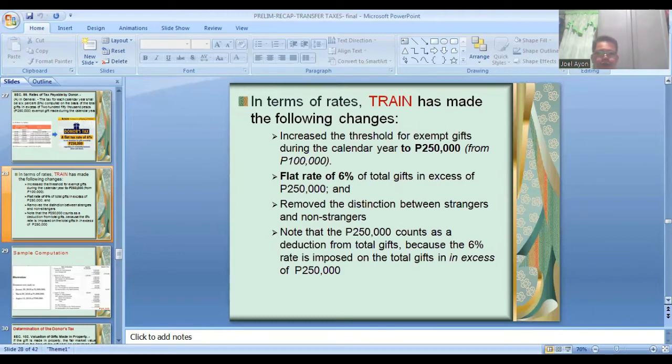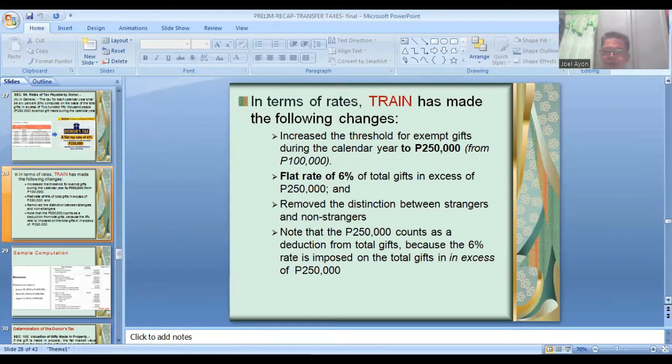And please take note also that the 250,000 counts as a deduction from the total gifts, because the 6% rate is imposed on the total gifts in excess of 250,000. So the first 250,000 from the donation is exempted from the tax, or 0%. Only the excess of 250,000 is taxable with a 6% flat rate.